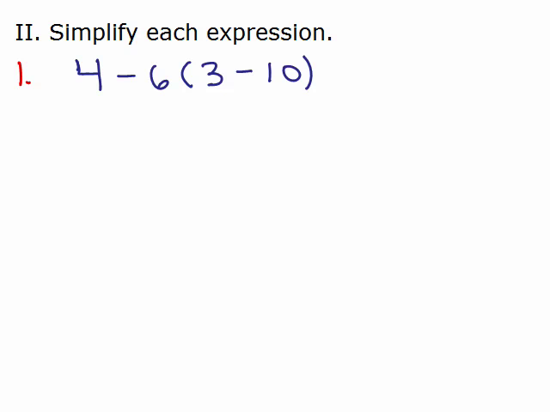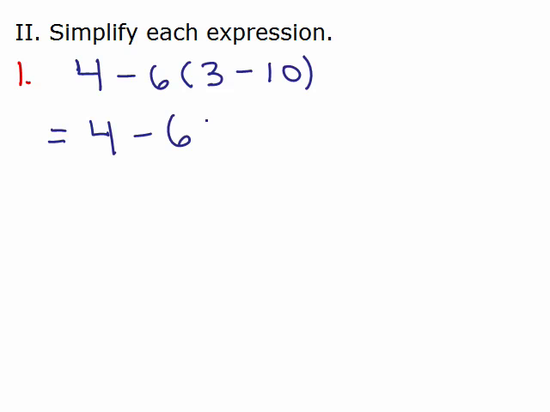Okay, we are still on 1.5. We're doing part 2, simplify each expression. So we have to use the order of operations. The difference is from 1.3 we didn't have the positive and negative numbers mixed together. Now we do. So we still have to do inside parentheses first. Do not do 4 minus 6. So we copy up to that point.